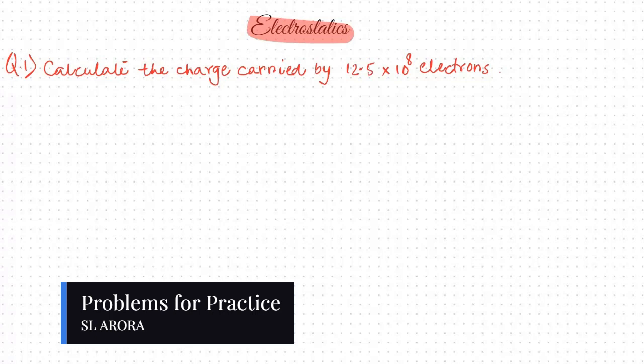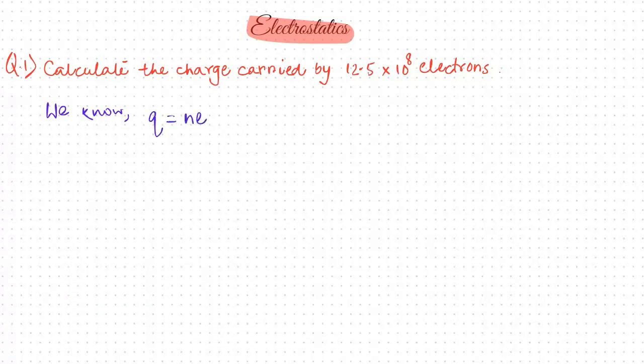Now, we know from the quantization of the charge, Q is equal to N into E, where Q is the charge, N is the number of electrons, and E is the charge of the electron. And we know the charge of electron E is equal to 1.6 into 10 to the power minus 19 coulomb. This is the value of E. And in the question, the number of electrons is given, which is 12.5 into 10 to the power 8.